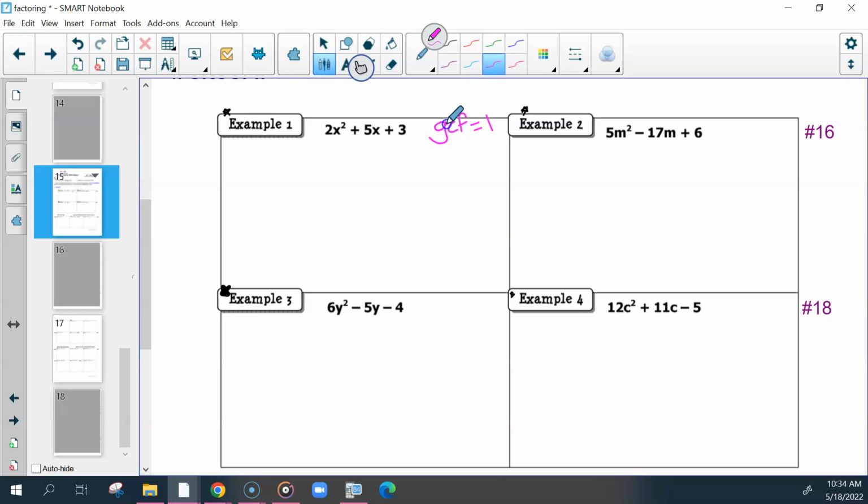So then, we need to multiply 2 and 3 together. And we're looking for 2 numbers that multiply to be 6, that add to be 5. What 2 numbers would work? 6 times 1. If one of them was negative, that would give me 5. 2 and 3 would work.